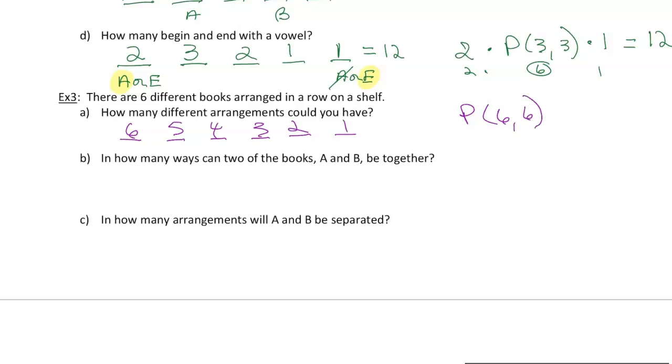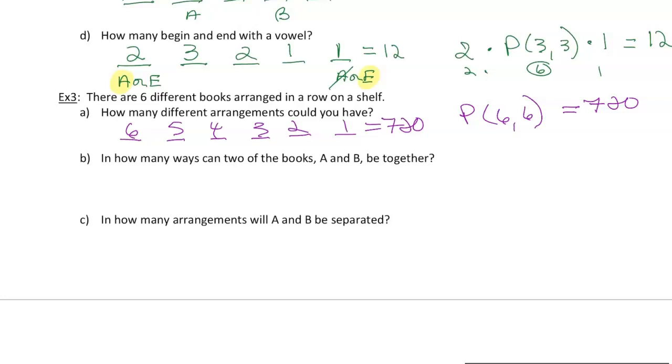Okay, and what does that end up being? So let me just put this in my calculator. And it is a 6 and a 6 on the other side of the P. And that ends up being 720 positions. Okay, I'm going to be able to place them all. Okay, so then this next one you're going to have to think about.